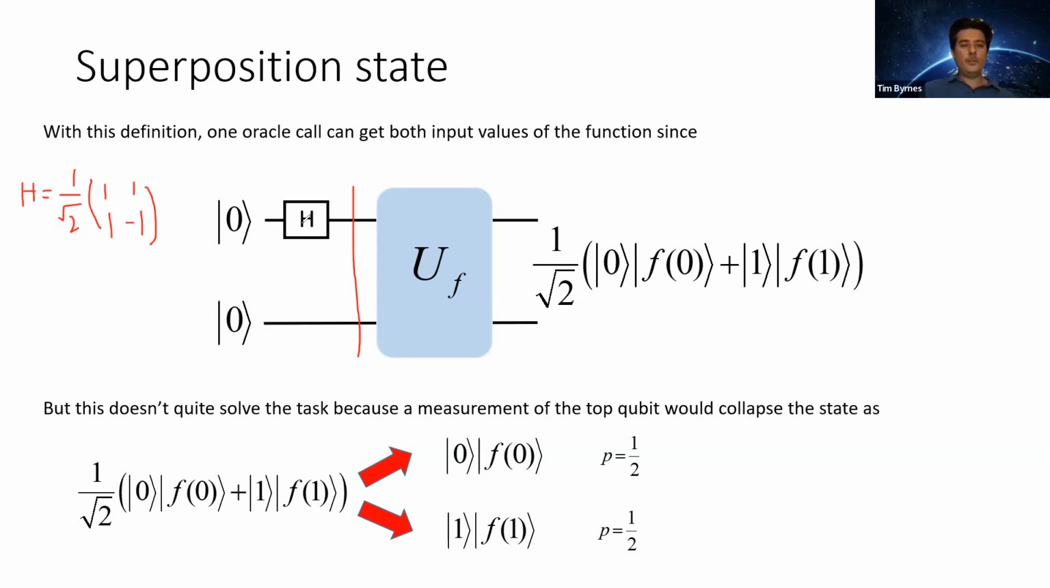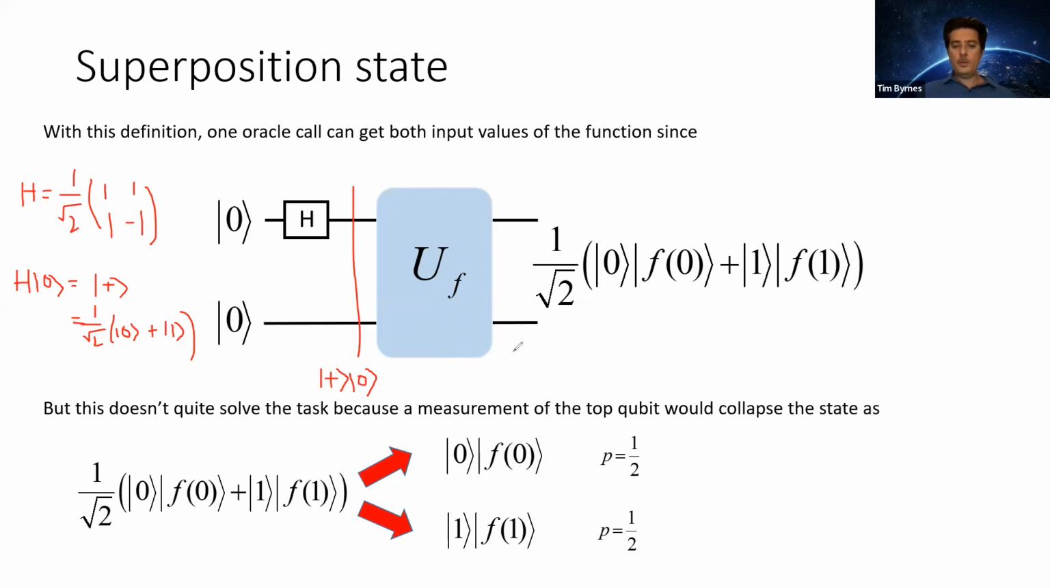So after the first Hadamard, what this does is that Hadamard acting on the state 0 will produce the state plus. Plus meaning it's a superposition of 0 plus 1. Okay, so at this point, the state that we're going to have is equal to plus, and then the second qubit is the state 0. Okay, and now we're going to input this into this oracle.